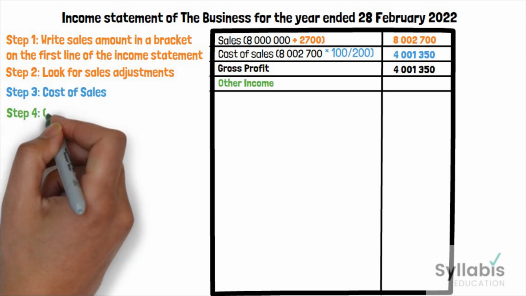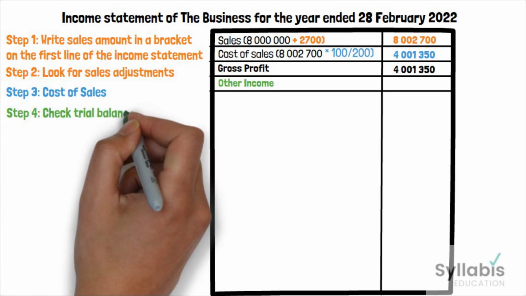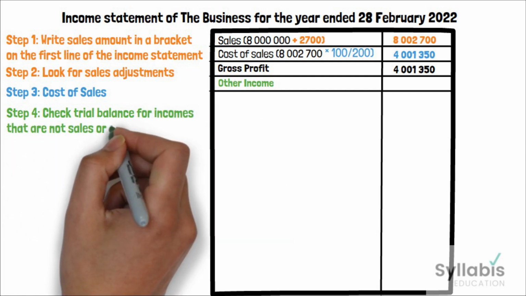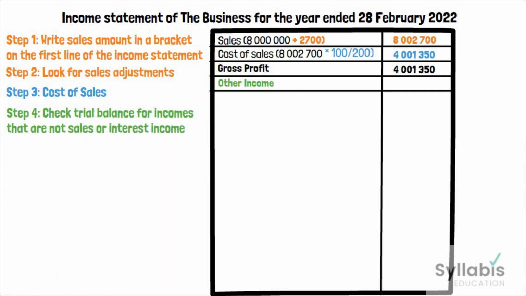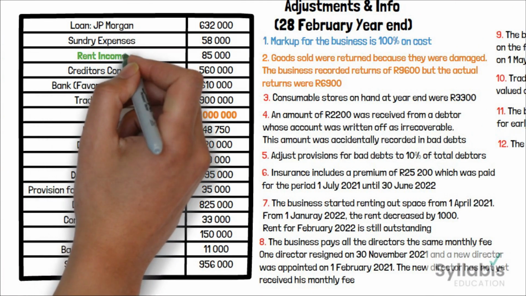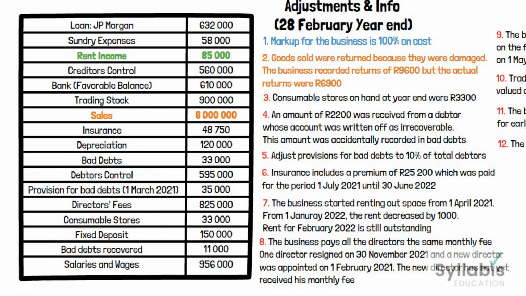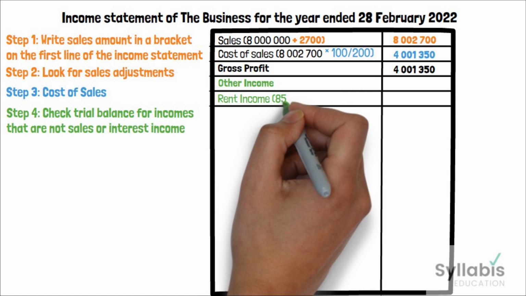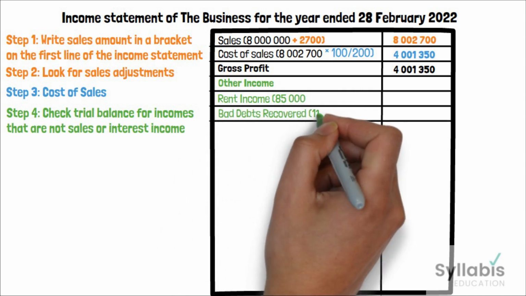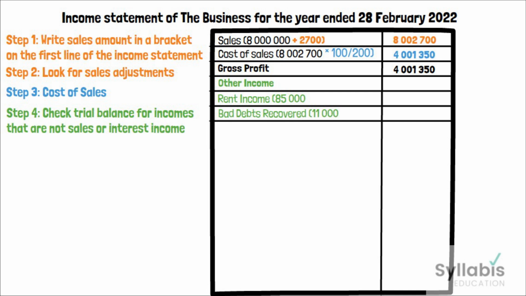The next thing you must do is look in the pre-adjustment trial balance table and find all the income amounts that are not sales or interest income. The only other incomes in this example are rent income and bad debts recovered. Put the amounts in brackets first before putting it in the total column.